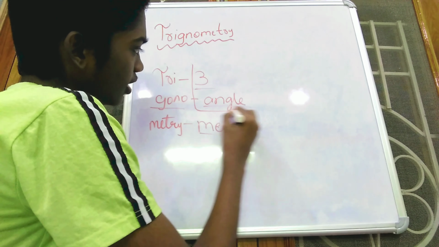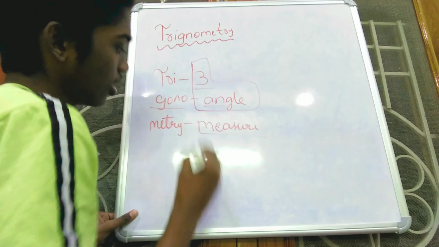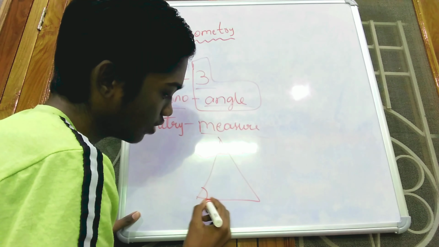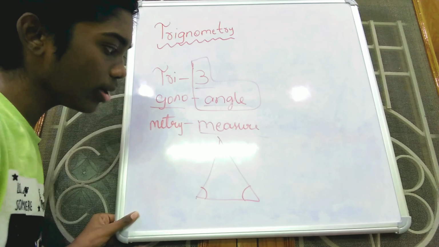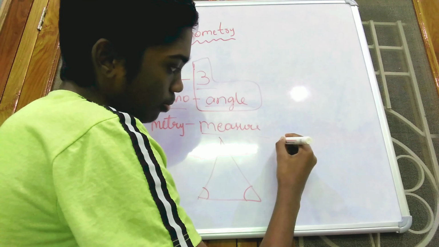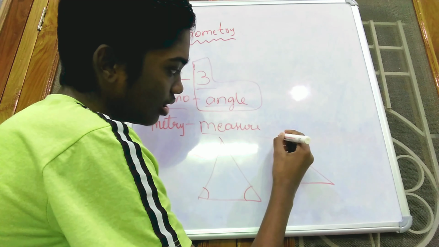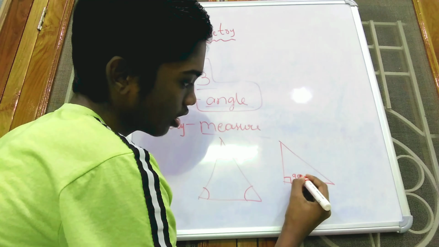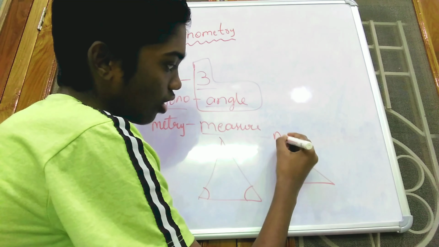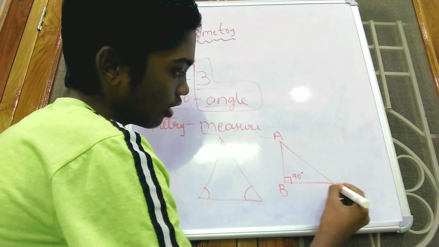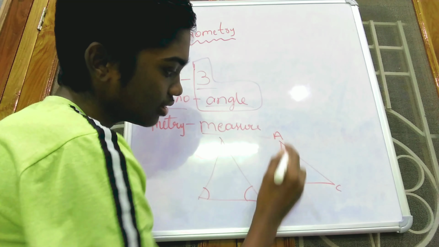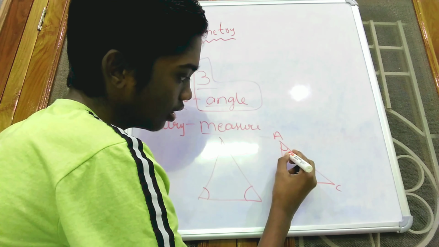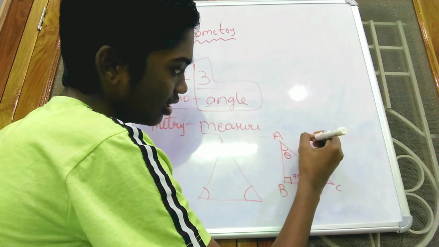When we see three angles, we know that a triangle consists of three angles, but the trigonometry chapter is mostly based on right angle triangles. The triangle which has 90 degrees is called a right angle triangle. Let us name this right angle triangle A, B, C, and let us consider the angle A to be equal to theta. Angle A is theta.